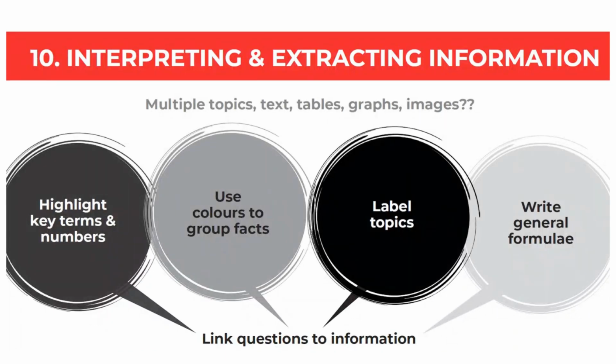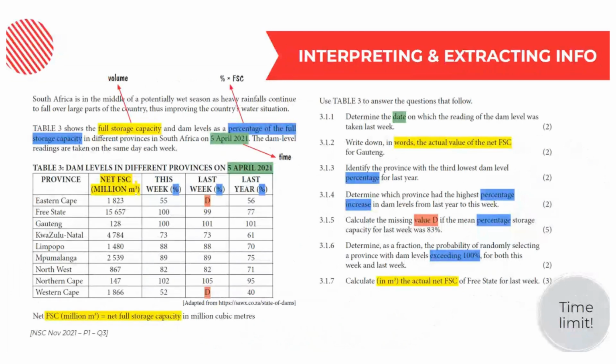And I'll show you in this last example what I mean. This question was taken from last year's paper. It was one of the badly answered questions, on the dam levels in the different provinces. So if you use this as an example with your students, as they read through, they should be highlighting key terms. Full storage capacity. Here I see it. There again, there's full storage capacity in terms of my key, and I see it again in my table.